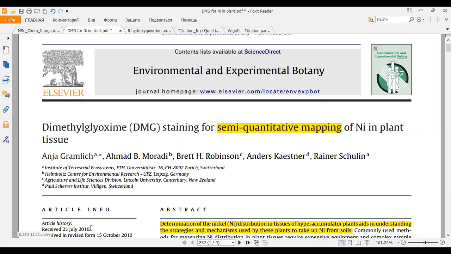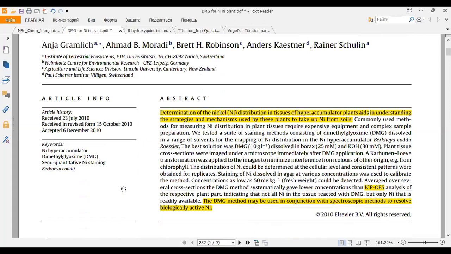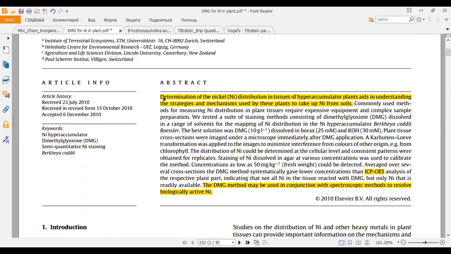And it was published in 2010 by several authors. They are from Switzerland, Germany, New Zealand, and Switzerland. So here is the abstract. In the abstract, it says that determination of the nickel distribution in tissue of hyperaccumulator plants aids in understanding the strategies and mechanisms used by these plants to take up nickel from soil.